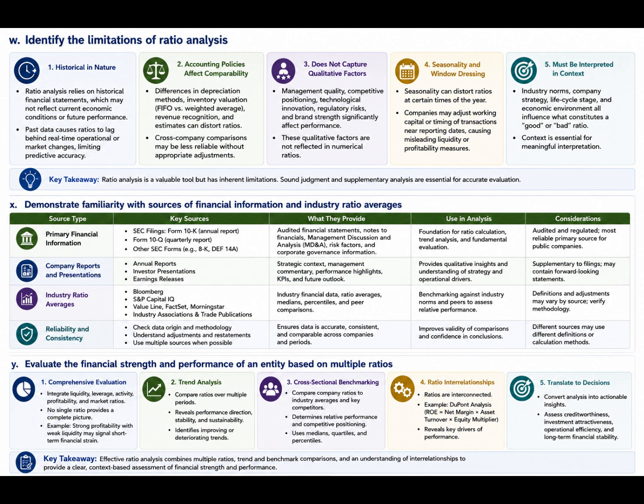Cross-sectional benchmarking strengthens conclusions. Comparing company ratios to industry averages and key competitors helps determine relative performance and competitive positioning. Ratio interrelationships provide deeper insight. For example, ROE can be decomposed into profitability, asset efficiency, and leverage components. DuPont analysis reveals drivers of performance. Effective evaluation translates analysis into decision-making. Managers and analysts use integrated ratio analysis to assess creditworthiness, investment attractiveness, operational efficiency, and long-term financial stability.